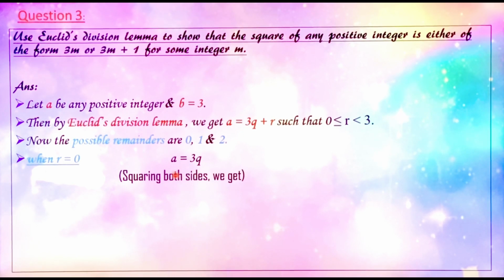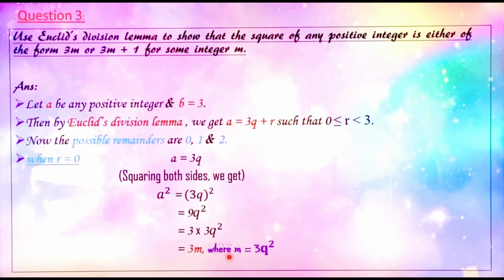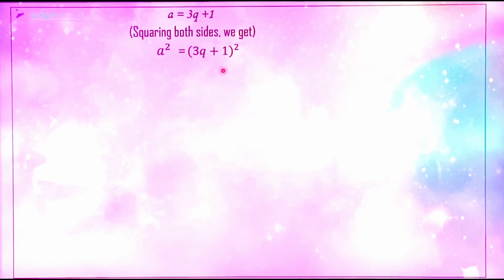Squaring both sides, we get a square is equal to 3q the whole square, that is equal to 9q square. It can be written as 3 into 3q square, that is equal to 3m, where m is equal to 3q square. When r is equal to 1, we get a is equal to 3q plus 1. Squaring both sides, we get a square is equal to 3q plus 1 the whole square.